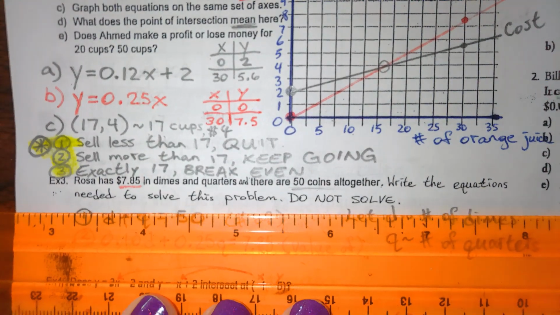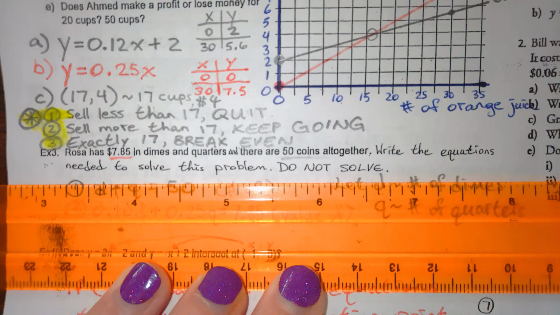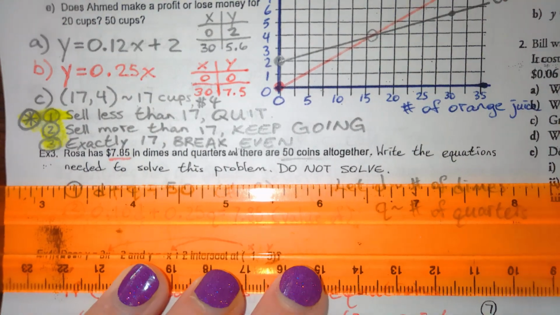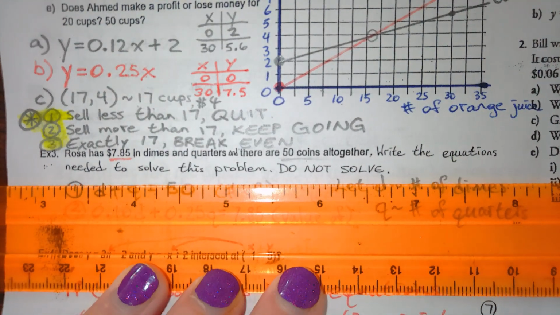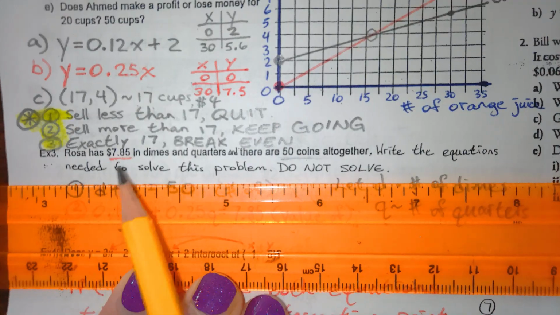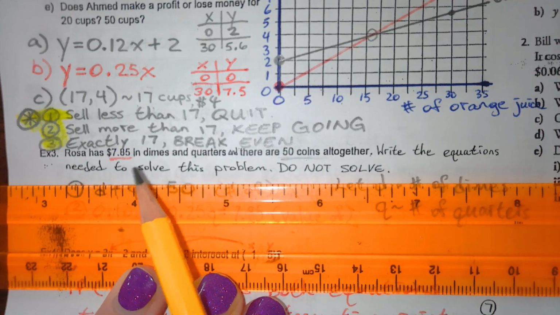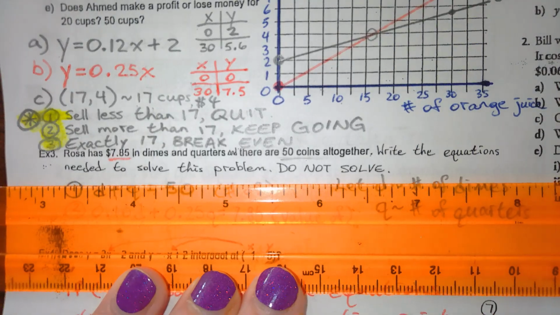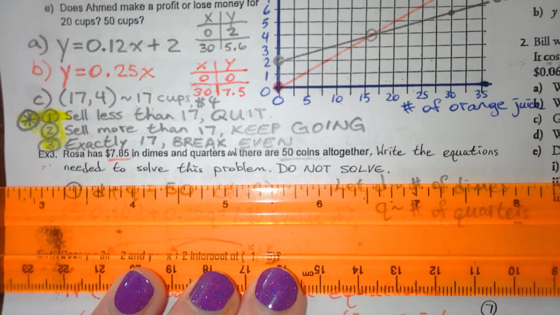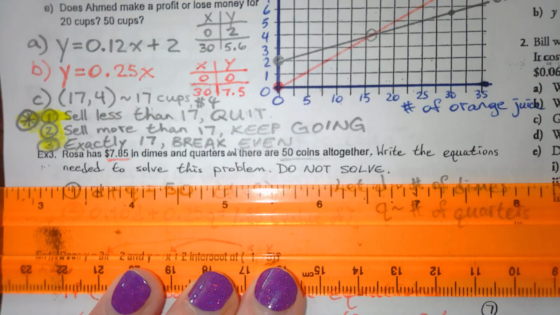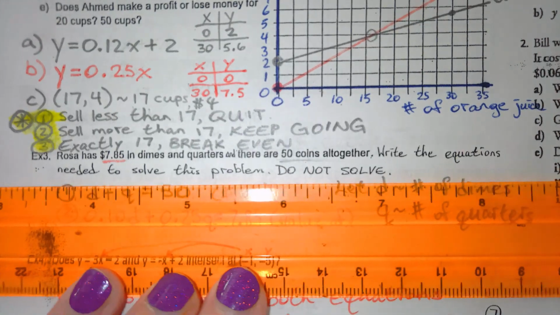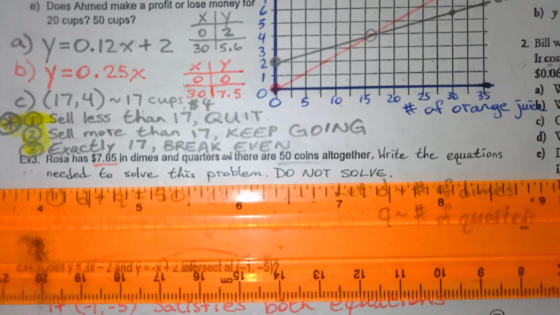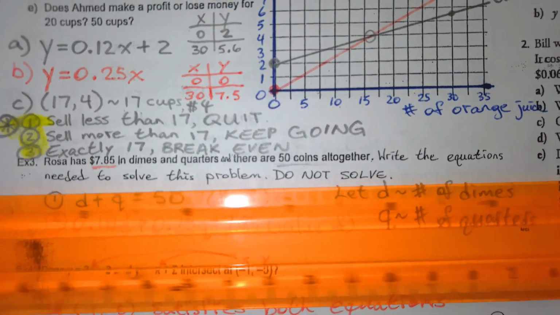Okay. Example three. I don't need you guys to solve it, but you guys need to know how to set this up. All right. So Rosa has $7.85 in dimes and quarters, and in total she has 50 coins. Write an equation for this problem, but do not solve.